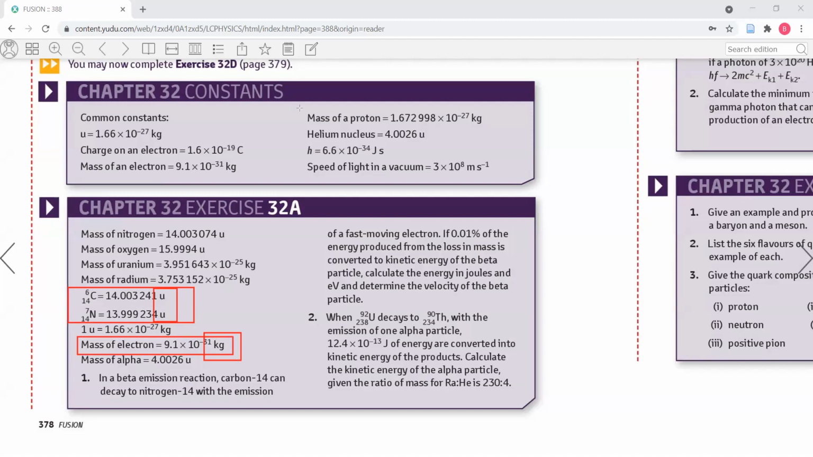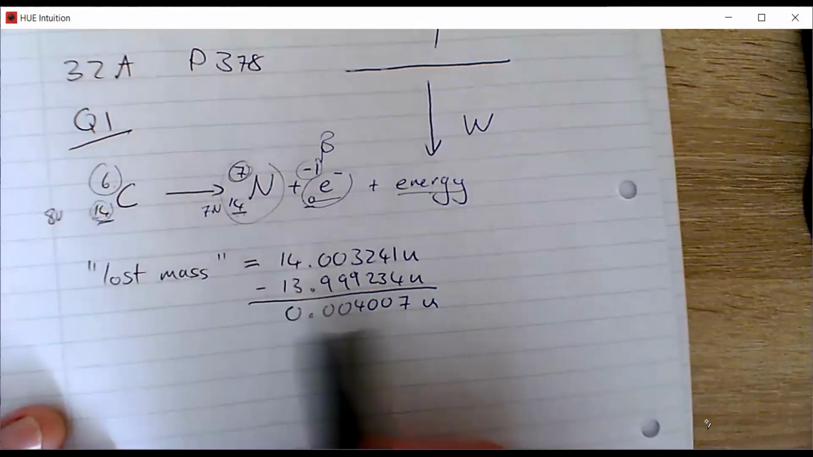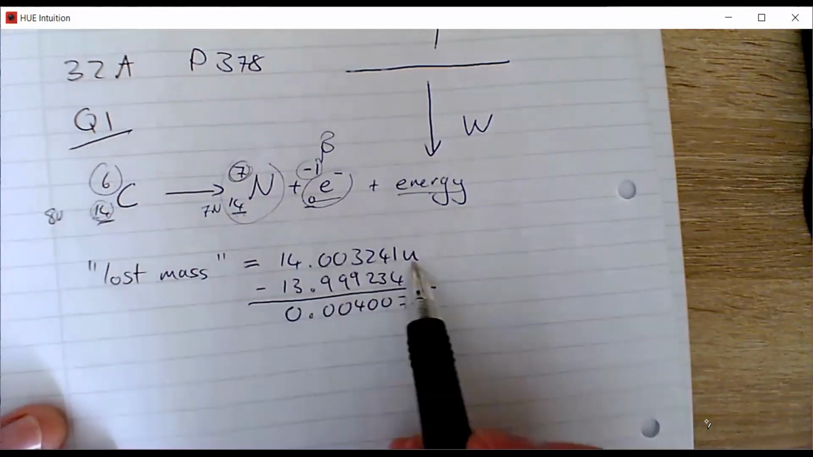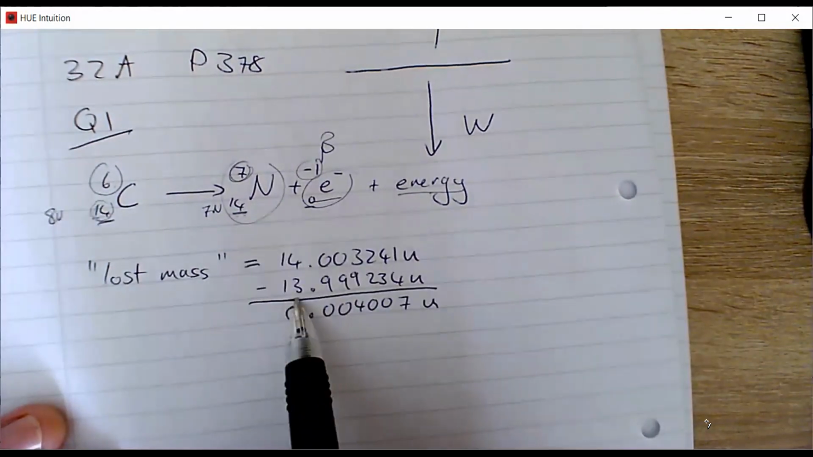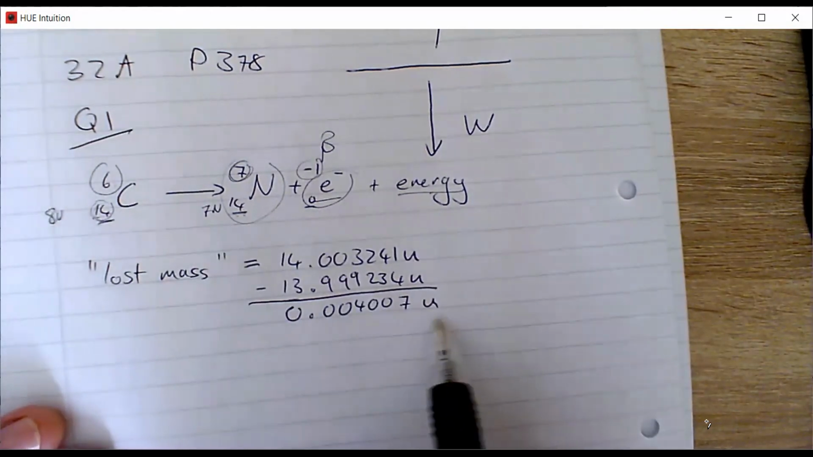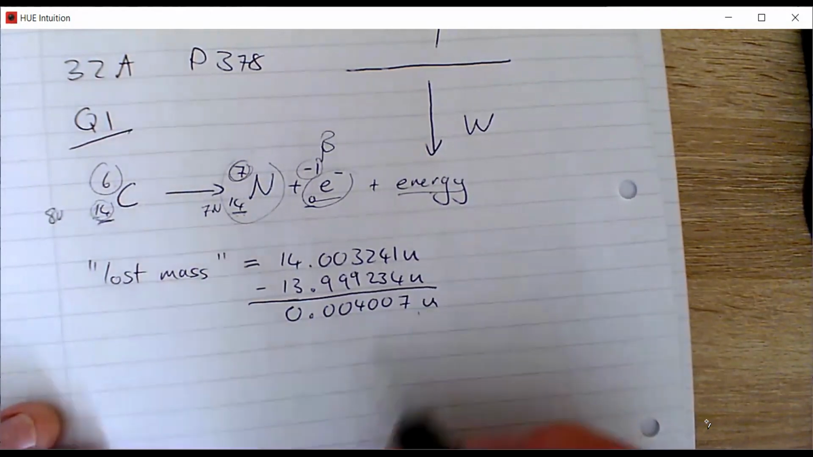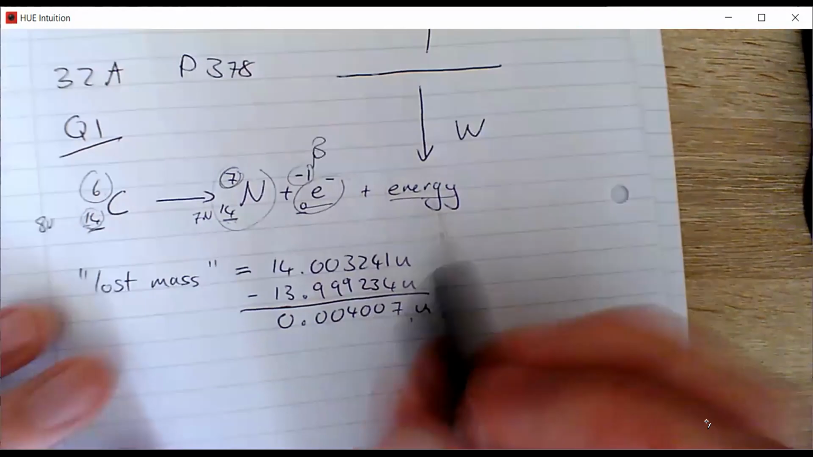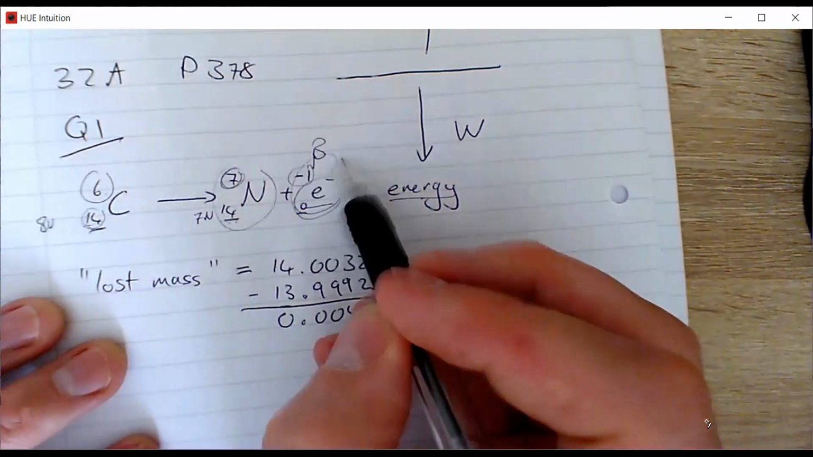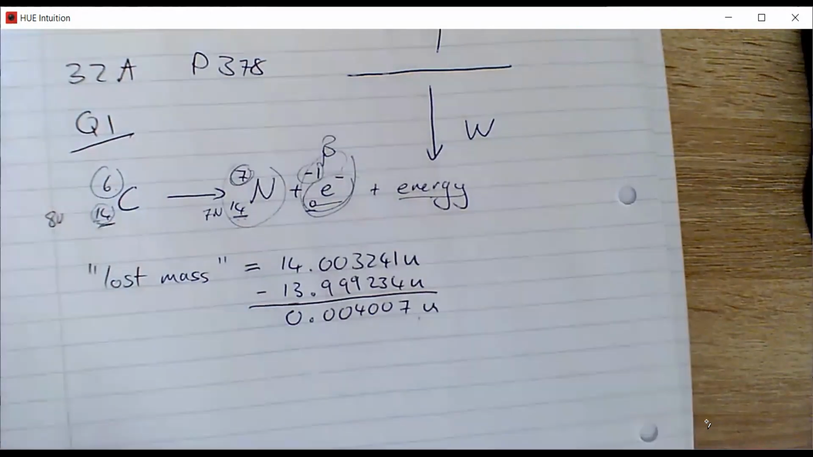So to start with, our change in mass from the carbon, which was 14 atomic mass units roughly, to the nitrogen, which was just shy of 14 atomic mass units, is 0.004007 atomic mass units. That's not kilograms. So that's kind of the missing mass. Now, some of that is this beta particle, but remember, we've got that in units of kilograms, so we need to convert this to units of kilograms.